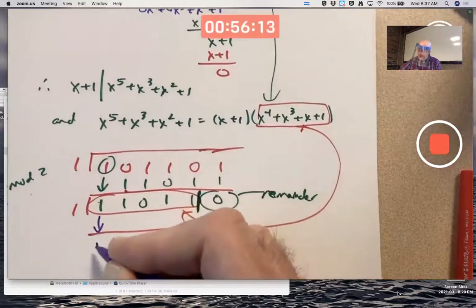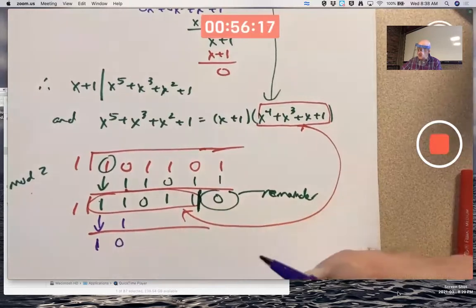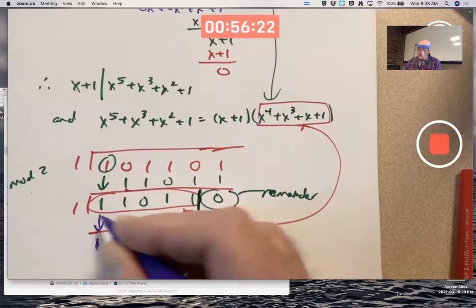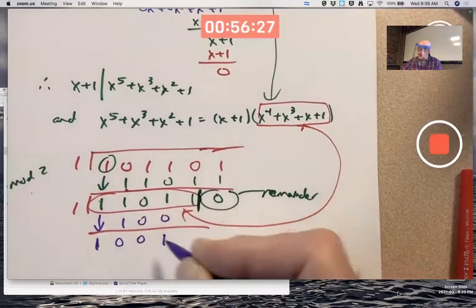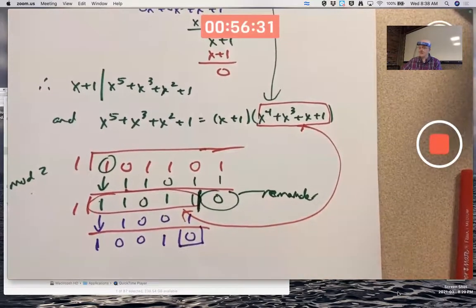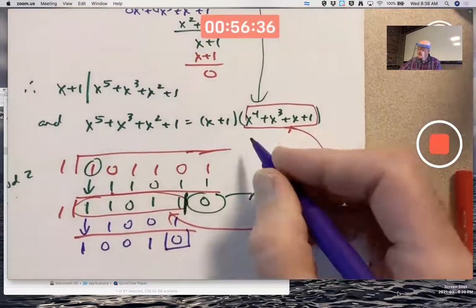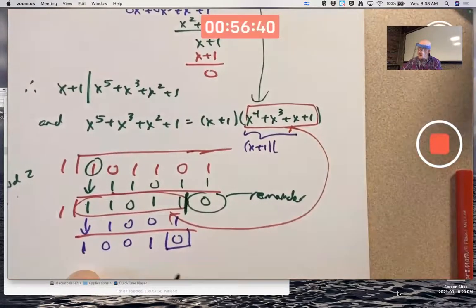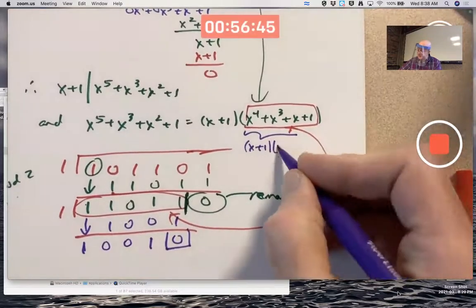Bring down that one. Multiply 1 times 1 is 1. Add 1 plus 1 is 0 mod 2. Multiply 1 times 0 is 0. Add. Multiply. Add. Multiply. Add. I get another remainder of 0. And the coefficients here are 1, 0, 0, 1. That means this thing factors as x plus 1 times, that would be the constant term, this would be x squared, x cubed term, x cubed plus 1.